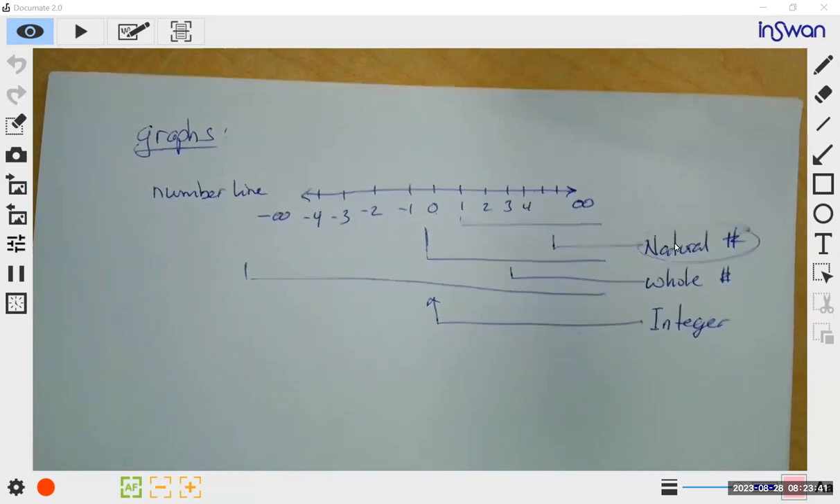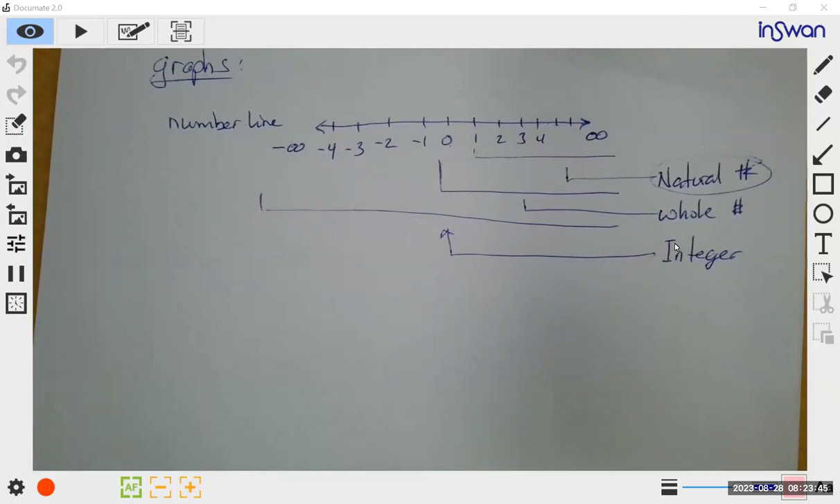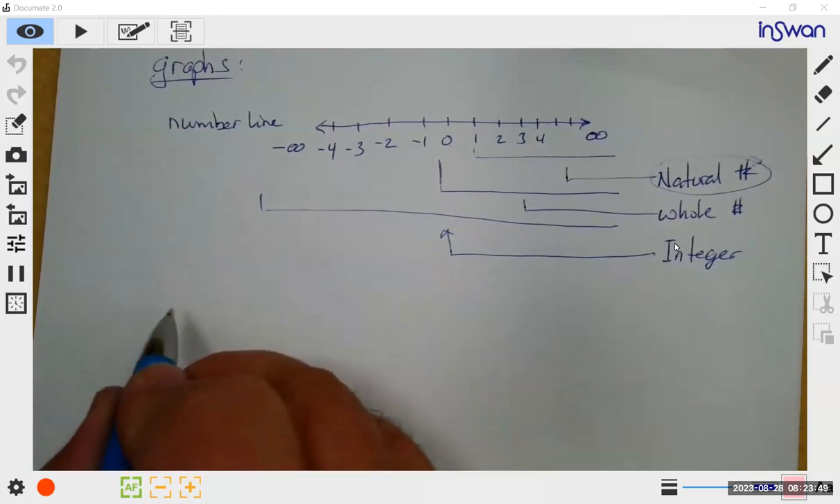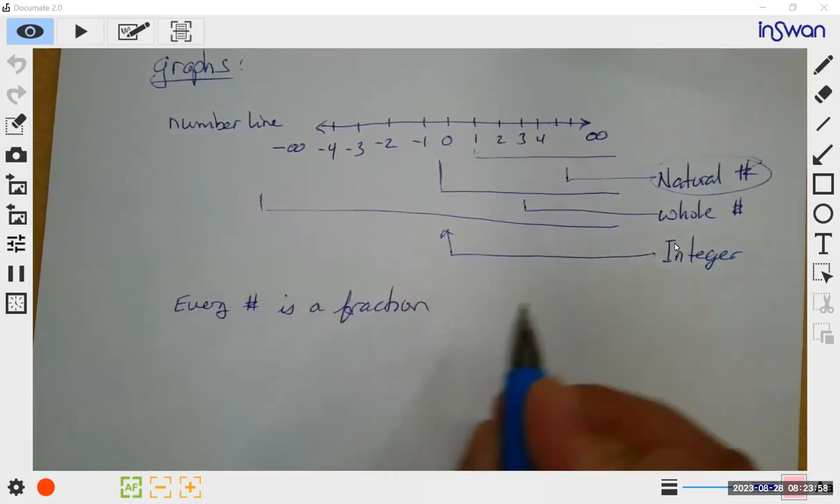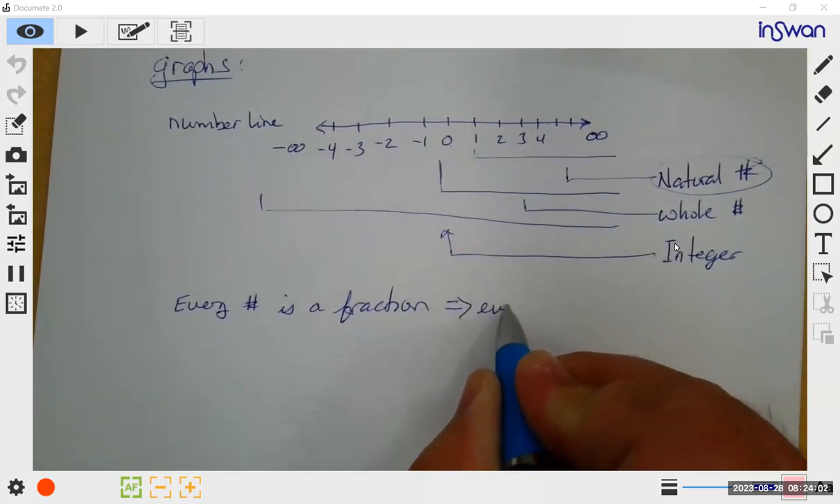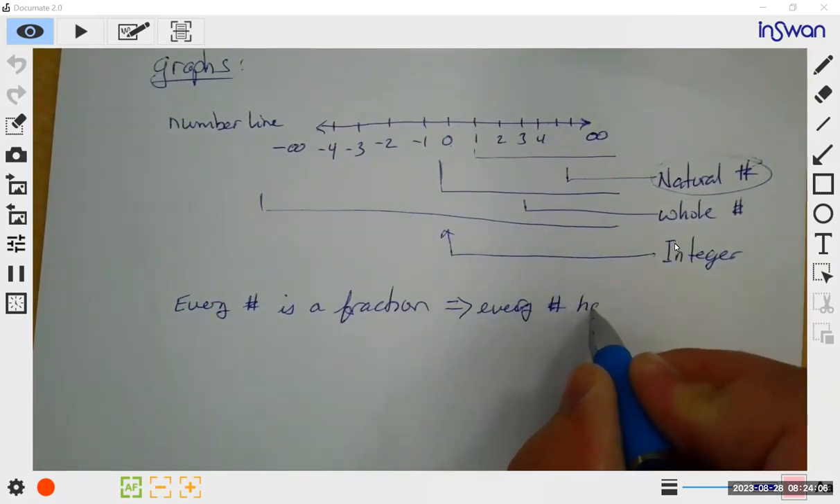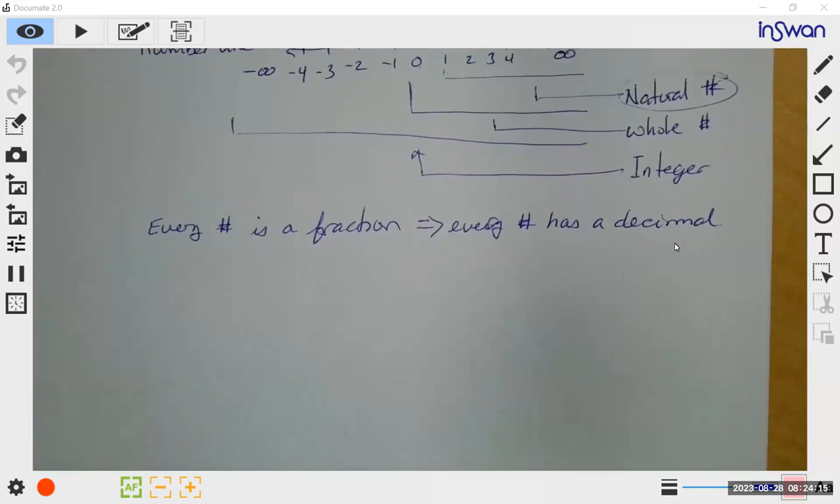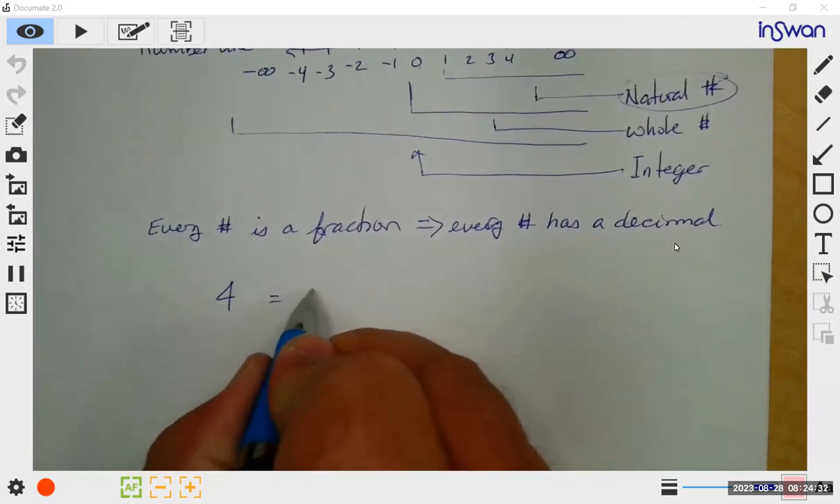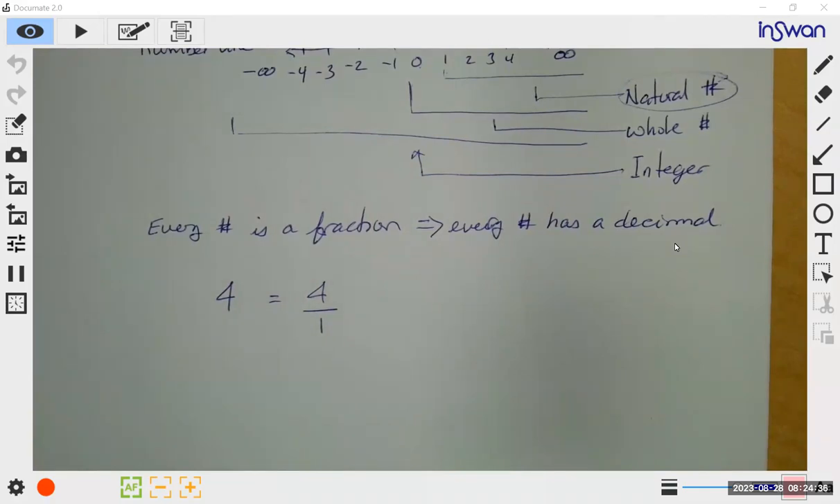Although, every number is a fraction. Because of that, every number has a decimal. What does that mean? So let's look at number 4. Can 4 be written as a fraction? What is 4 divided by 1? It's a fraction. Yes. So anything can be written as one.